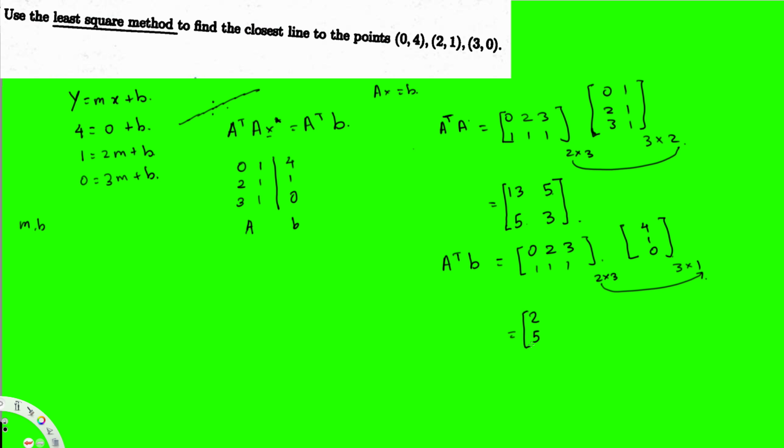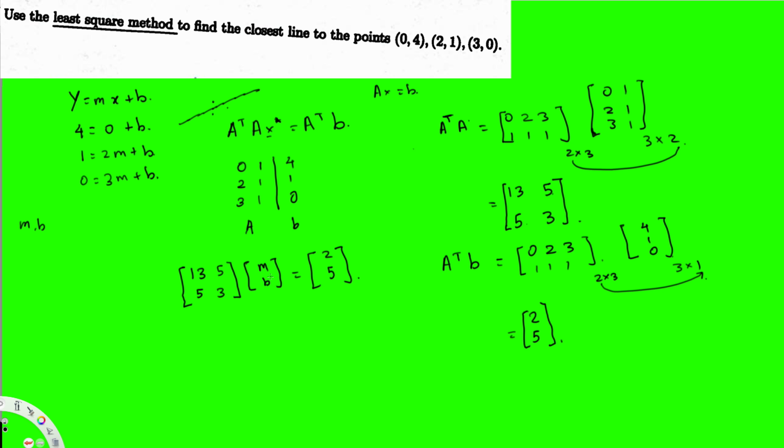Then from this, now I can form the equation. The equation is A transpose A x star equal to A transpose B. So A transpose A is this value, 13, 5, 5, 3. So A transpose A times x star, which is m and b, is equal to A transpose B, that's 2 over 5.